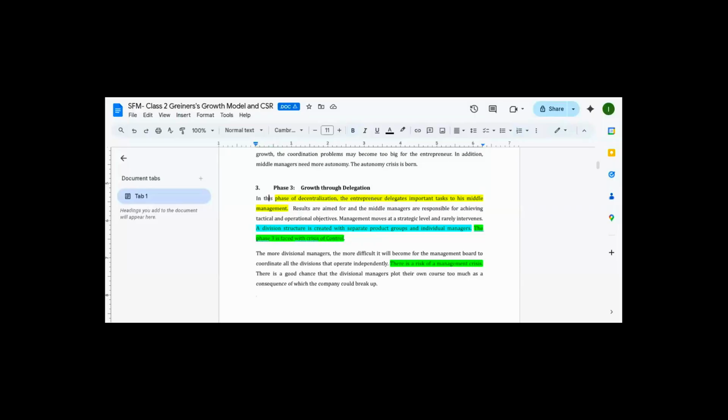So in this phase 3, to overcome the problem of autonomy that I told you, the company ensures decentralization of some decisions and tasks. The entrepreneur delegates important tasks to his middle management. Important tasks are delegated to the middle managers, that is the production manager, sales manager, finance manager, marketing manager, store manager. They all have important tasks to do in order for them to manage their unit.